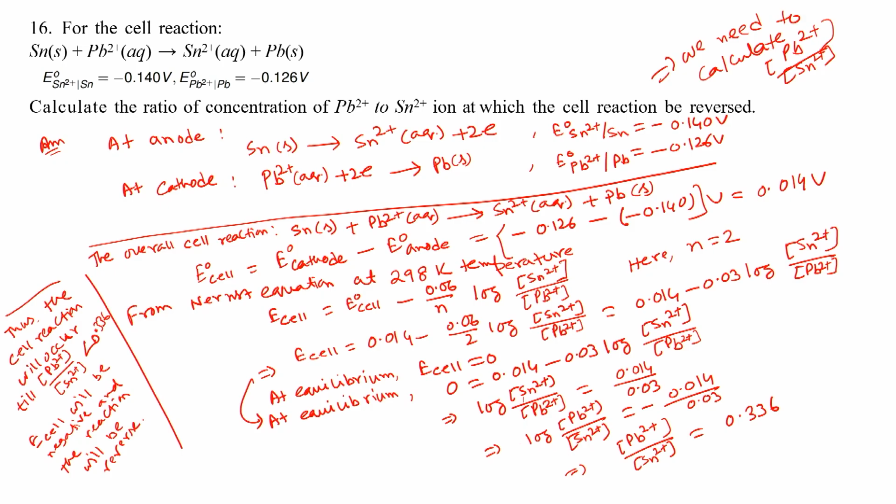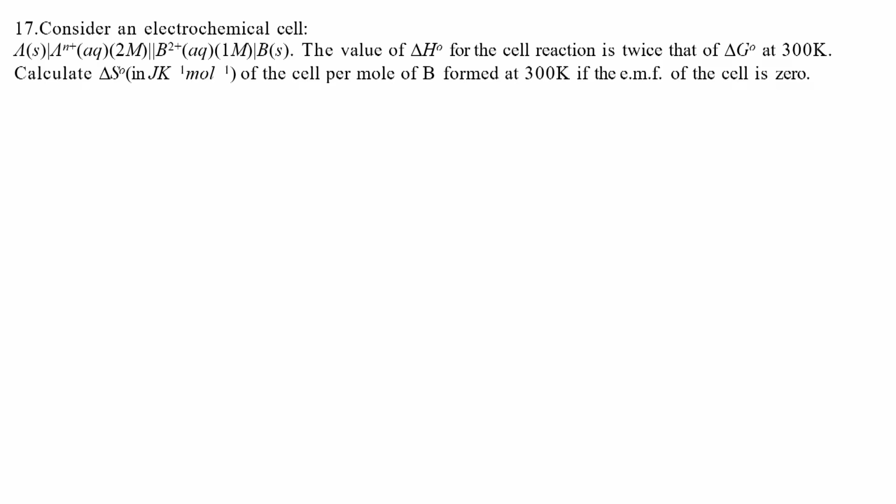Right. So this is the minimum concentration ratio of Pb2+ and Sn2+. Next we move to problem number 17. It says, consider an electrochemical cell: A solid goes to A^n+ aqueous, 2 M, then B^2n+ aqueous, 1 molar, to B solid. The value of delta H for the cell reaction is twice that of delta G naught at 300 K. Calculate delta S naught in joule per Kelvin per mole.